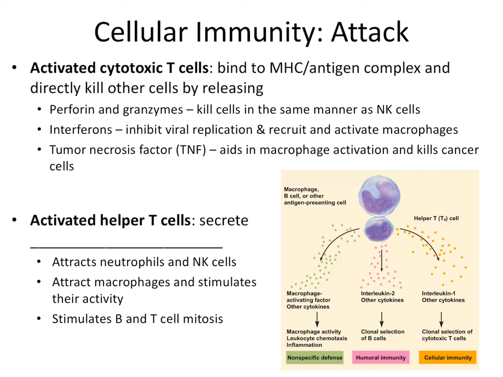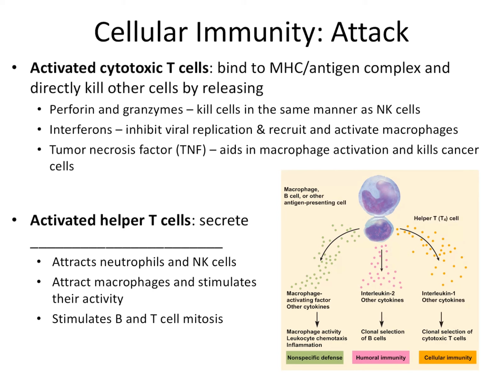The second stage of cellular immunity or cell-mediated immunity is going to be attack. Now, this stage is going to look different depending on whether we're looking at an activated helper T cell or an activated cytotoxic T cell. Recall that our cytotoxic T cells are going to be able to fight pathogens by directly killing other cells, while our helper T cells are more going to be involved in coordinating the response of other cells and other processes in this immune response.